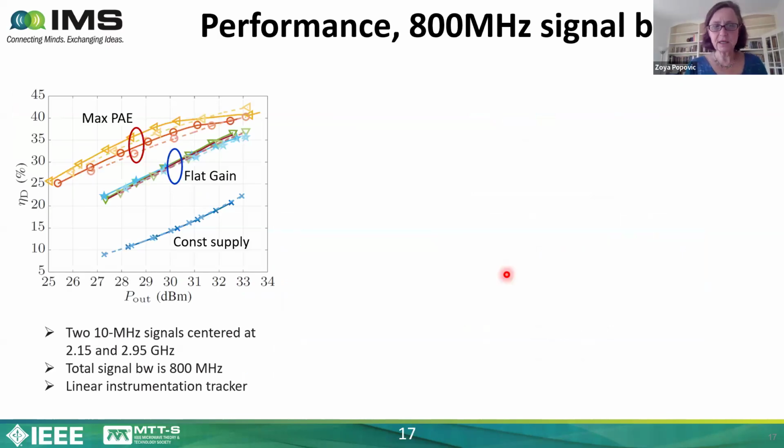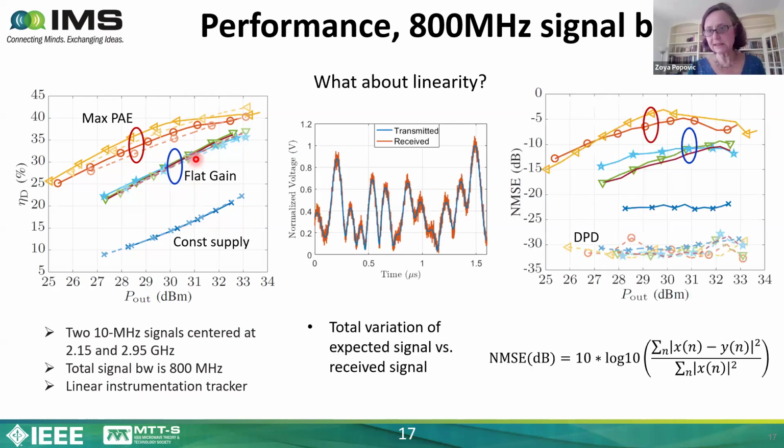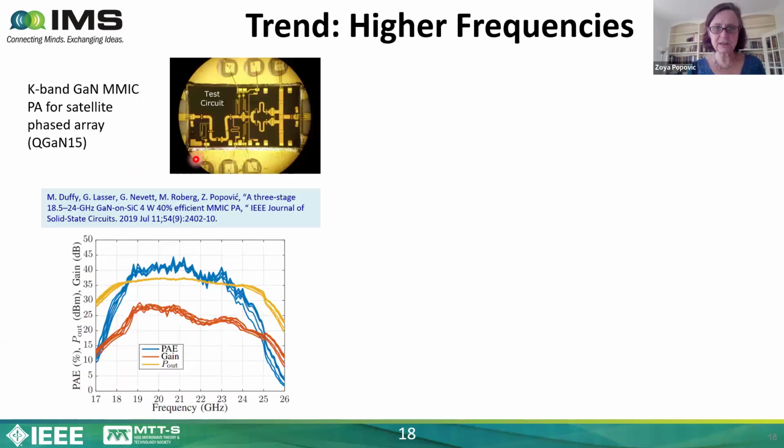And we use that trick on an 800 megahertz bandwidth instantaneous signal, which was really two 10 megahertz signals very far apart. And we were able to show a very good improvement in average efficiency. This is also at a low frequency. Then we looked at linearity, and indeed you can maintain this linear with some DPD and track the signal. So these are details. You can find them in the papers that are in the slides, and I'm happy to provide the slides.